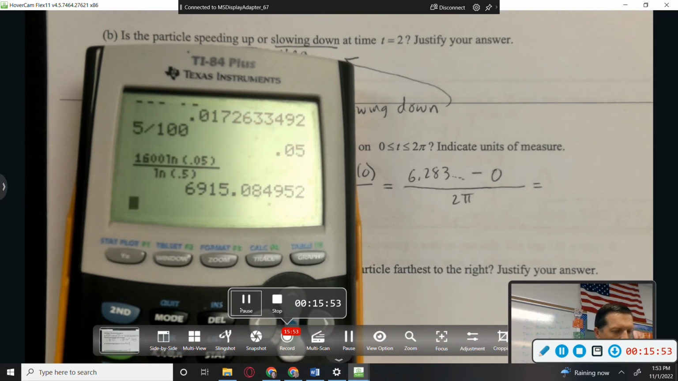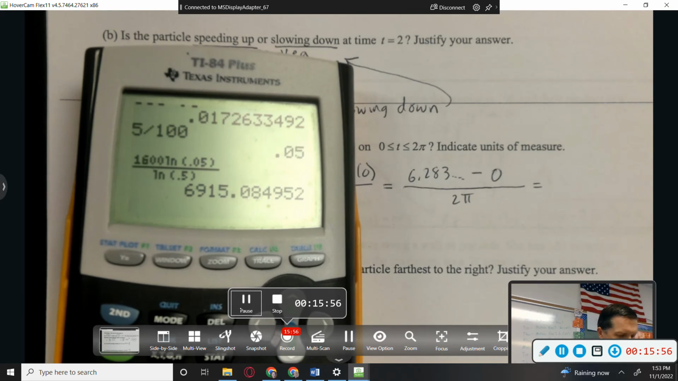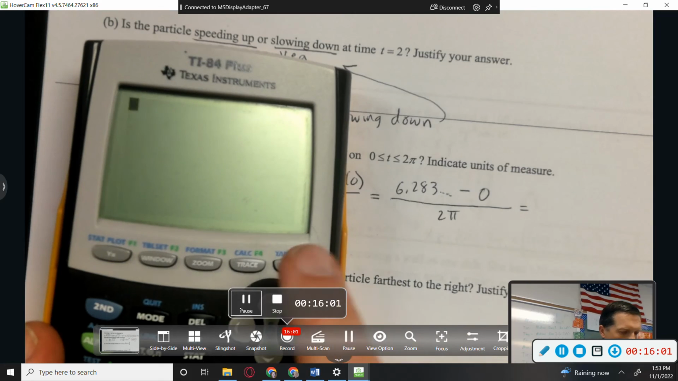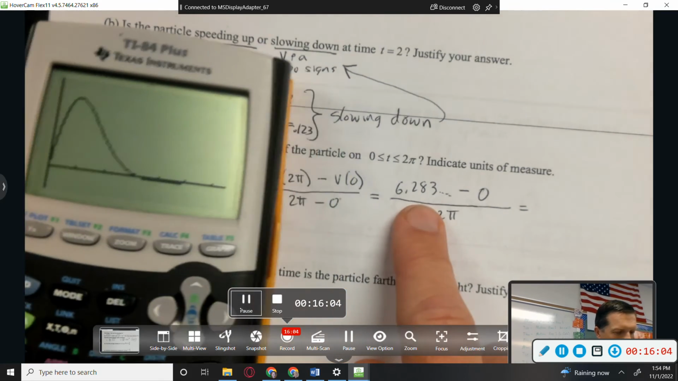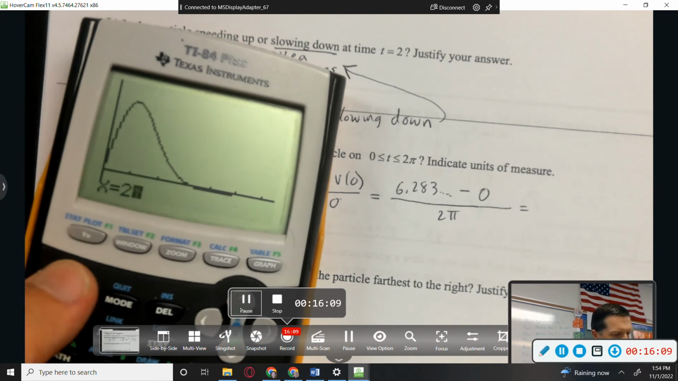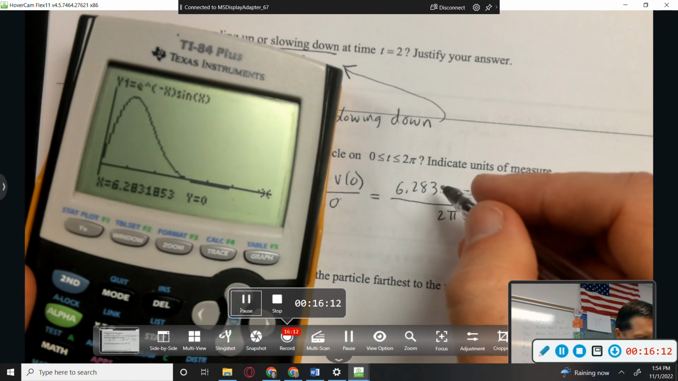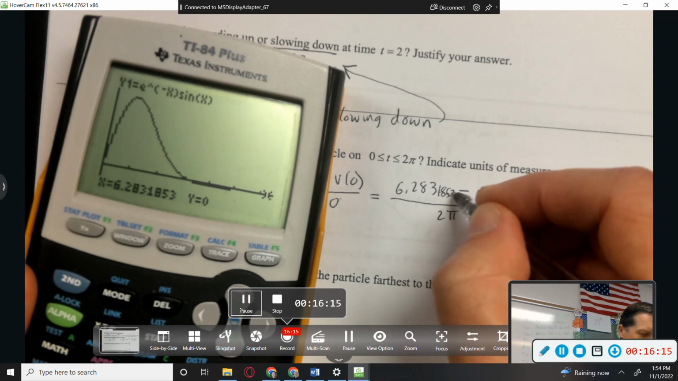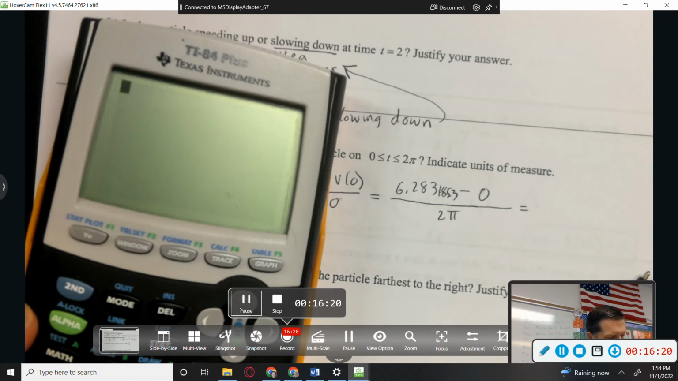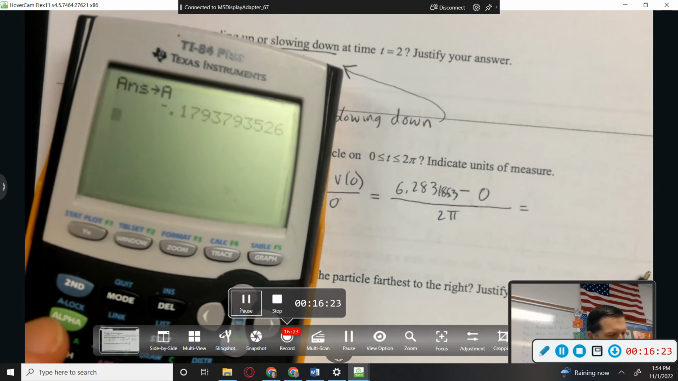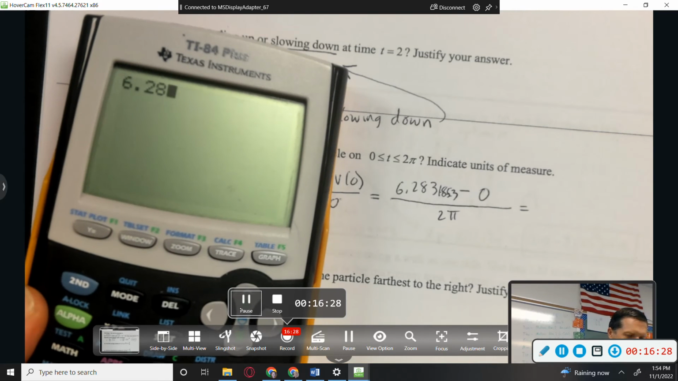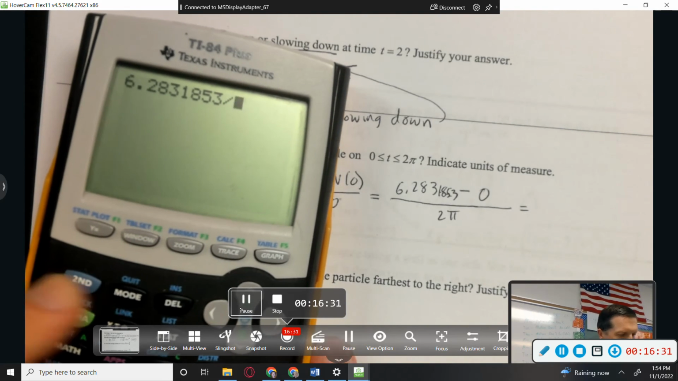So, I don't know, it might have been better to... Oops, that's not what I wanted. Uh-oh. Now we got to get that 6.283 number back again. I didn't save it. I should have written down more decimals. 6.283, 1853. And then store that. That's still not it. Well, that's why I wrote it down. 6.283 1853 divided by 2 pi.